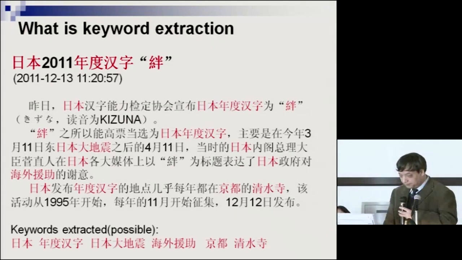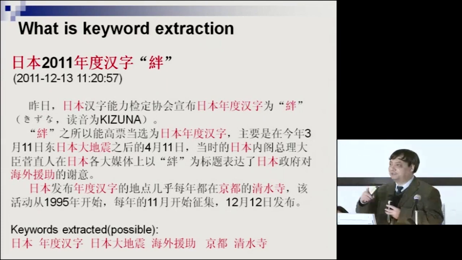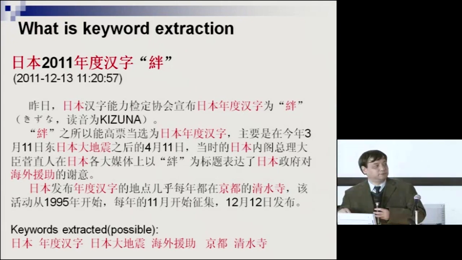For example, given this article, Japan's Chinese kanji of this year is "ban". I noticed it yesterday in the poster room, so I found this article in a Chinese blog. Expected keywords can be Japan, year, Hanzi, kanji, Japan earthquake, overseas assistance, Kyoto and Tsinghua, maybe Clear Water Temple, something.